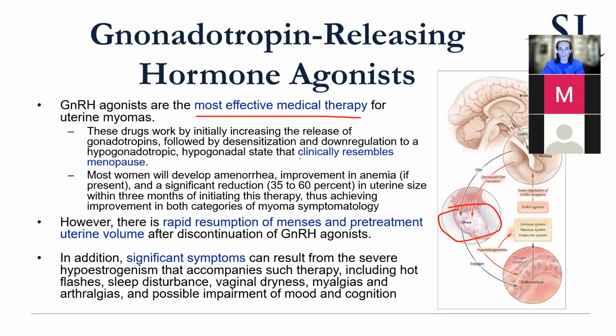Because you're basically establishing a clinical menopause state, you're not having periods at all. Most women develop amenorrhea, so you have an improvement in your anemia and the fibroids shrink. However, then you have all the problems of going into menopause, which are pretty significant. That includes sleep disturbances, hot flashes, impaired mood, vaginal dryness, etc. And then once you stop the Lupron, it goes right back. There's rapid resumption of menses, which is good, but also pre-treatment uterine volume.